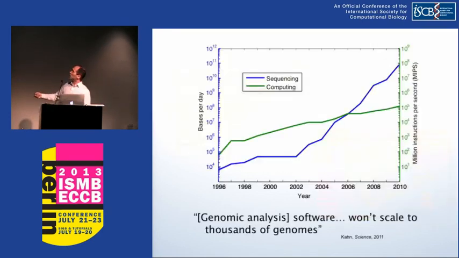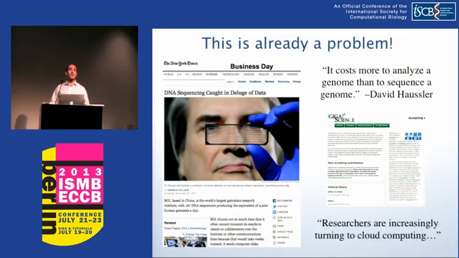Well, I guess at this point, we've all seen this plot. This is the amount of sequencing and computing, both on a log scale, and as you can see, they have quite different slopes. And even in 2011, people were saying, well, our analysis just isn't going to scale. In fact, we're there. It's already a problem. Even a year and a half ago, it cost more to analyze a genome than to sequence it. And what I tend to notice is that in a lot of these articles, there's some vague reference to, we're going to have to turn to cloud computing.